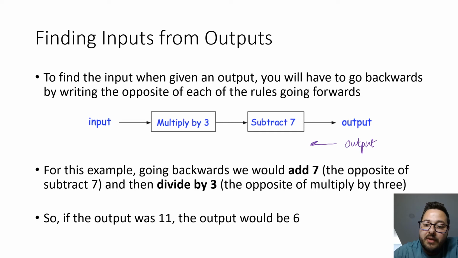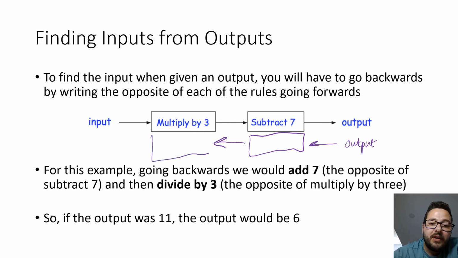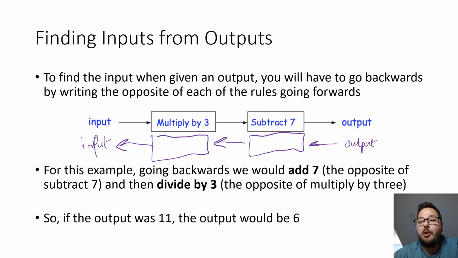And we're going to go this way this time. So we're going to go the opposite way. Let me just draw it all out as nicely as I can possibly do. And we'll end up with the input. Okay, and we're just doing the opposite of each thing.